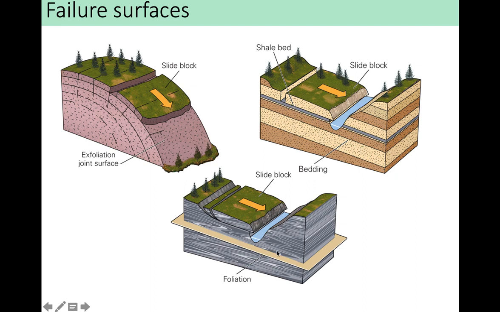And then this can also happen with foliation. So you know this is foliated, so it's metamorphic rock. We can have a block slide along the layers, along the parallel foliation lines. So where we have some sort of linear feature in that foliation, we're going to have an easier time breaking the rock, sliding the rock. So that rock will actually slide along that foliation line, along that linear foliation line.